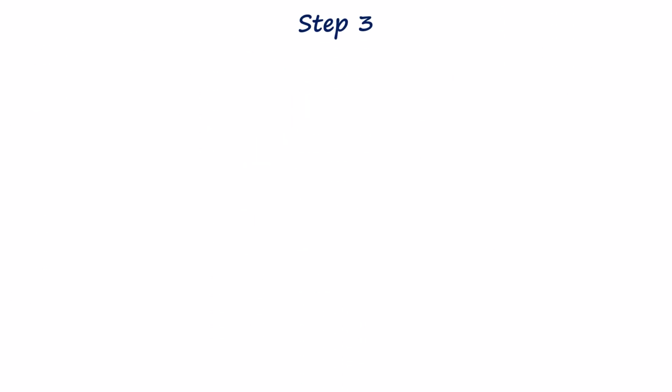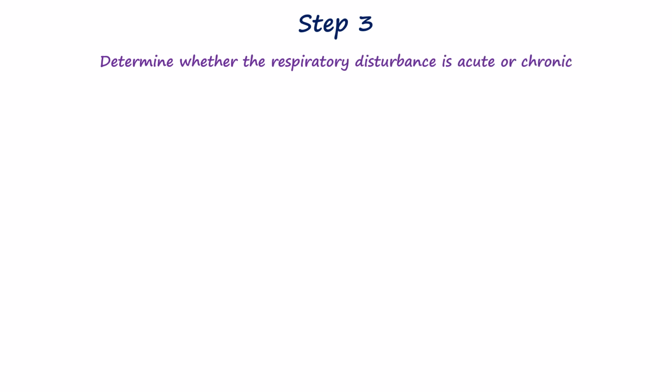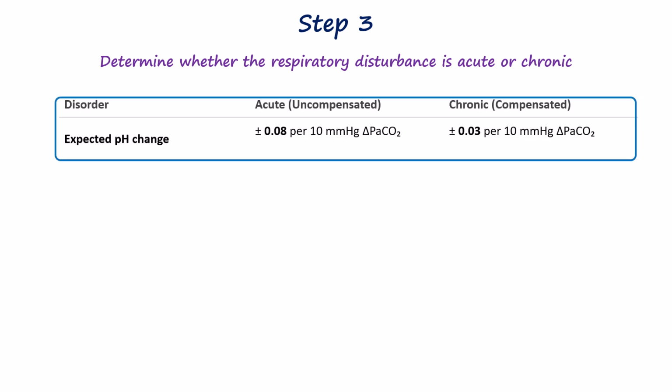The third step is to determine whether the respiratory disturbance is acute or chronic. This distinction is important because the body responds differently depending on the duration of the disturbance. Acute respiratory disturbances occur rapidly due to a sudden change in CO2 levels, while chronic respiratory disorders develop gradually, allowing the kidney to compensate for the change. So in acute respiratory disturbances, the blood pH changes significantly by about 0.08 units for every 10 mmHg change in CO2 levels. This relationship can be expressed with this formula.